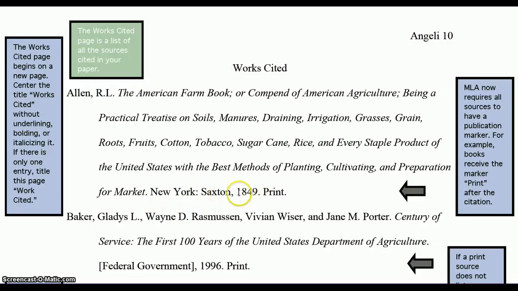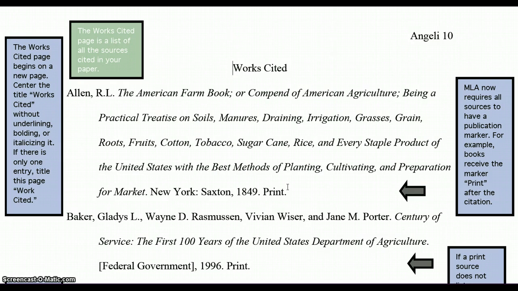You're going to tell me what year it was published, and then you will put a period, and then you're going to tell me this is something new. You're going to give me a publication marker. For example, if you got this from a book or from a journal, then you would follow it with the word print. If you find a website that is a source, that's alright, you will write web instead.